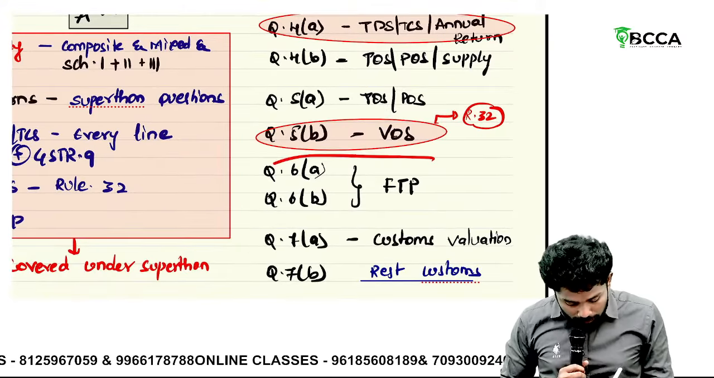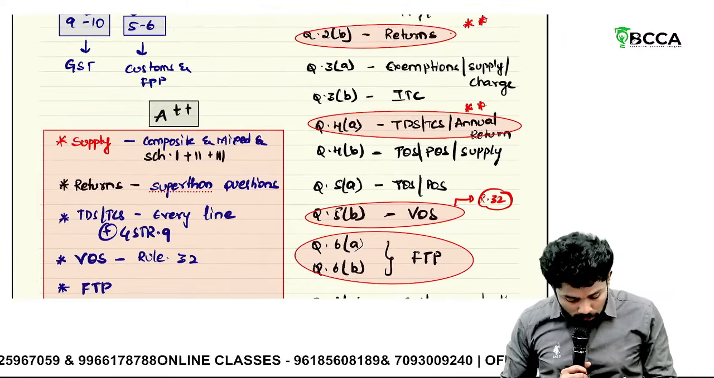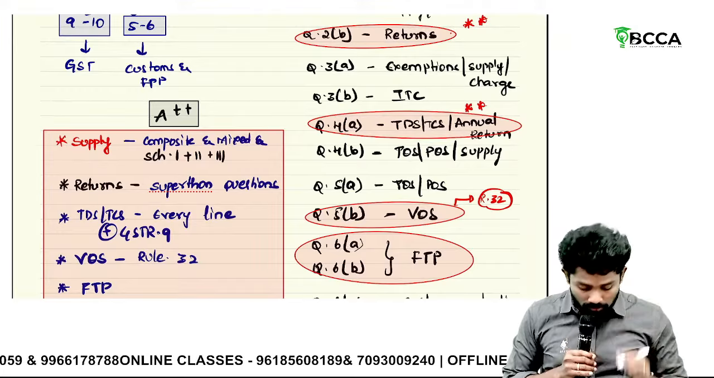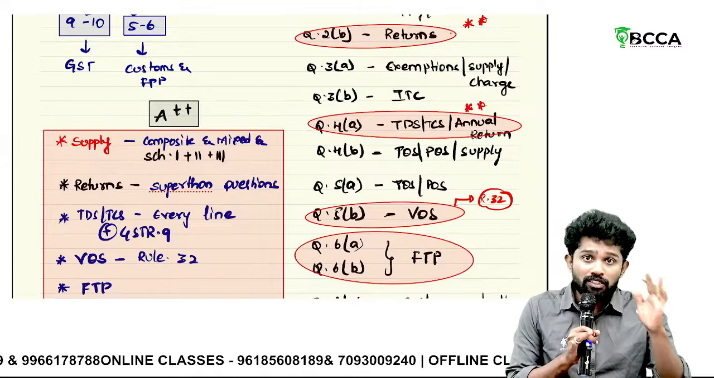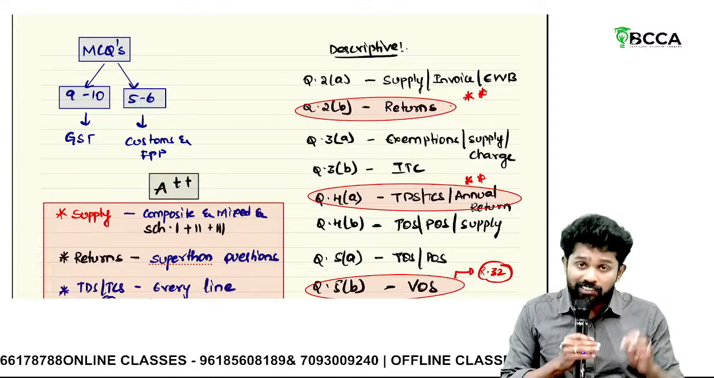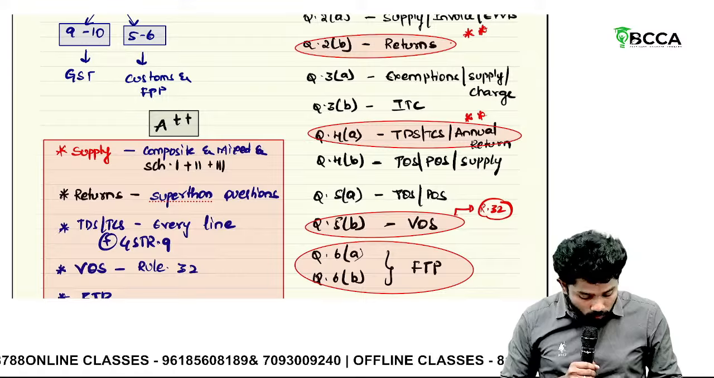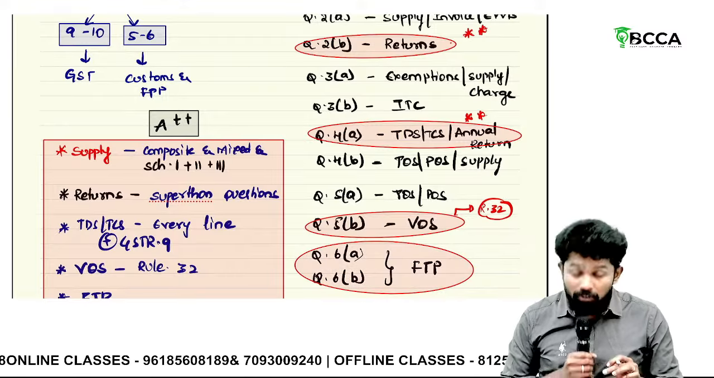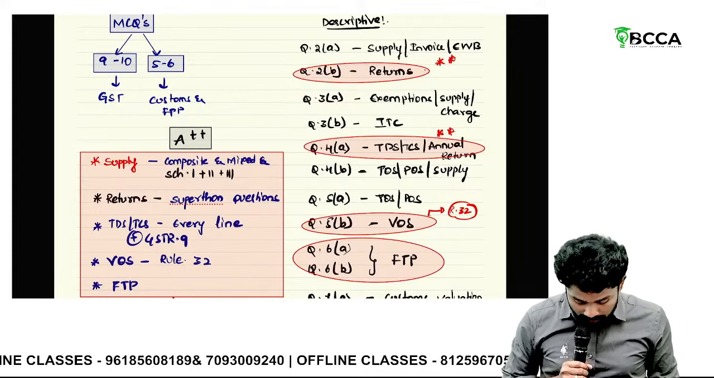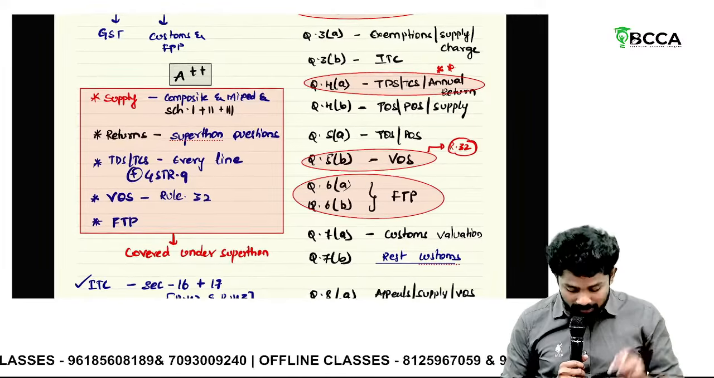Then FTP. See, these are the questions where you should be perfect. FTP, hardly 12 to 13 questions you should solve. Value of supply, rule 32, 6 to 7 questions. TDS, TCS and annual returns, 6 to 7 questions. Returns again, 7-8 questions. So out of 30 questions, how many could you answer here, sir? 14 plus 14 plus 28 plus 35. So this 35 is the A plus category. Those only I marked as A plus category.